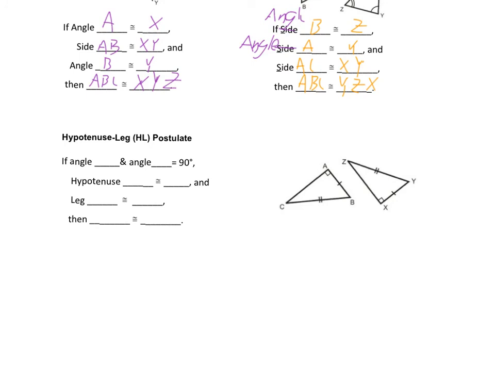Hypotenuse leg postulate. So if angle A and angle X are right angles, that is to say they equal 90 degrees, and the hypotenuse CB is congruent to the hypotenuse ZY, and leg AB is congruent to leg XY, then triangle ABC is congruent to triangle XYZ.